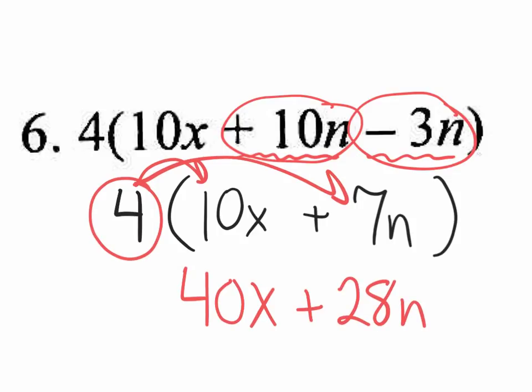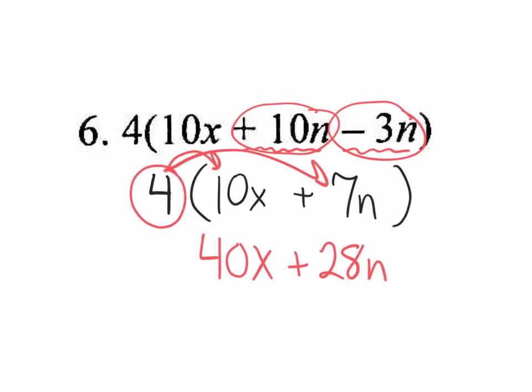And if you ask yourself, could you combine this 40x with that 28n? No way, because this is an x and this is an n. That's like saying I have 40 apples and I want to add 20 noodles with those 40 apples. You can't do it, right? You just leave them separate. So that's it for number 6.